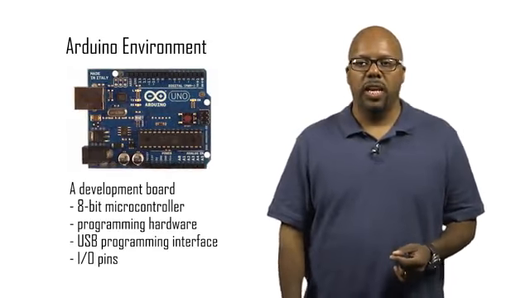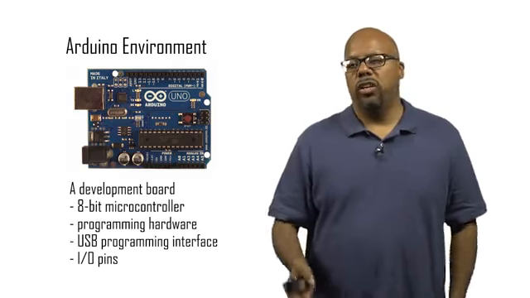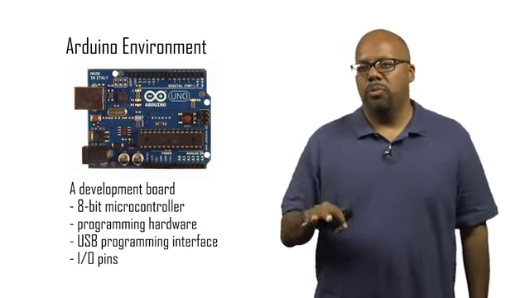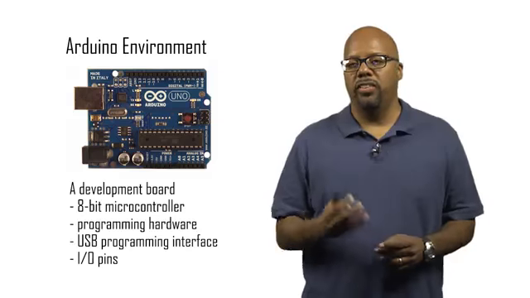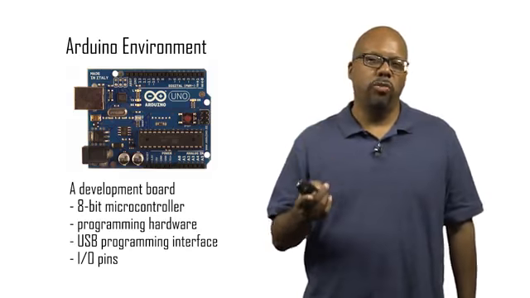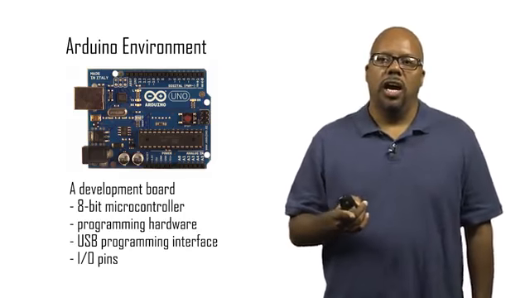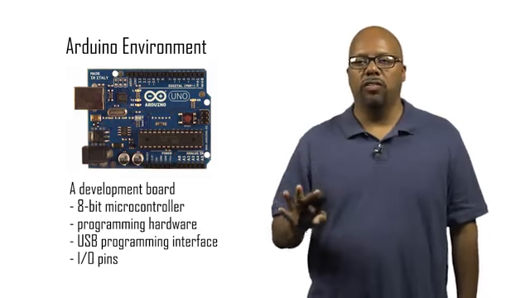So the Arduino environment starts off with the Arduino development board itself. It looks like this. The development board has an 8-bit microcontroller, and when you get your development board, it might look different than this. They all look slightly different. This is an Arduino Uno, and this is the one that you should be getting. If you get a new one, it should be version 3. This one might be a little bit older, but they all look very similar.